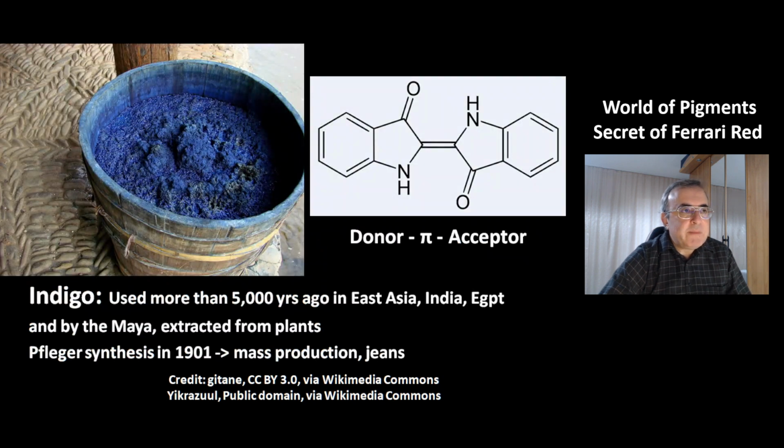This is indigo. It was used more than 5,000 years ago in East Asia, India, Egypt, and by the Maya. It was extracted from plants, which made it expensive. This changed in 1901 when the Baeyer synthesis was invented and the mass production started. And indigo is the compound that gives jeans their blue color. And again, you have this principle of a pi system with donor and acceptor. The acceptor group is the carbonyl group, the donor group is the amino group.